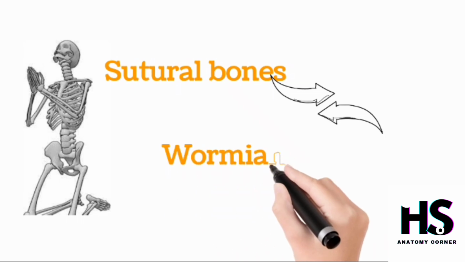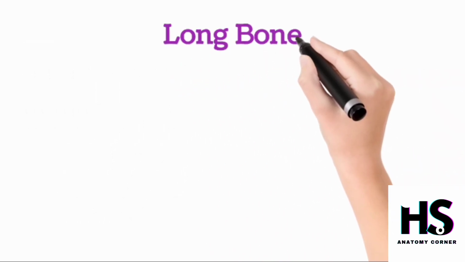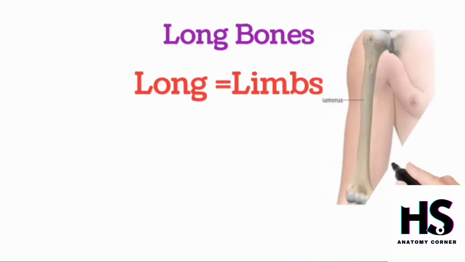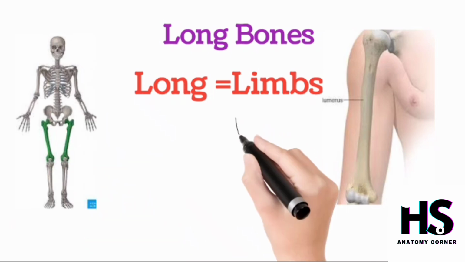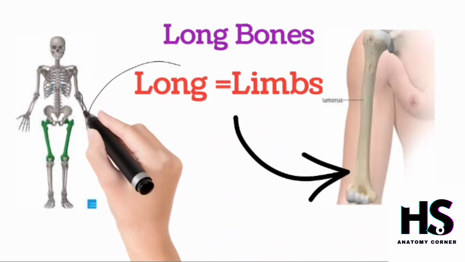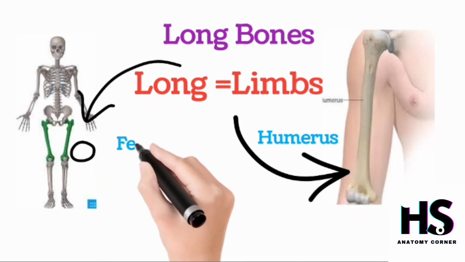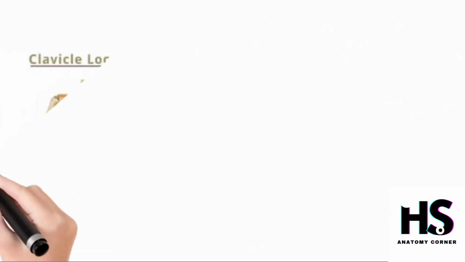Now, let's look at the long bones first. The trick to remember long bones is to use the letter L to remember long. This will help you to remember that most of the bones in our arms and legs are long bones. The clavicle is also a long bone. We can also use the letter L to remember the clavicle because clavicle has L in it.